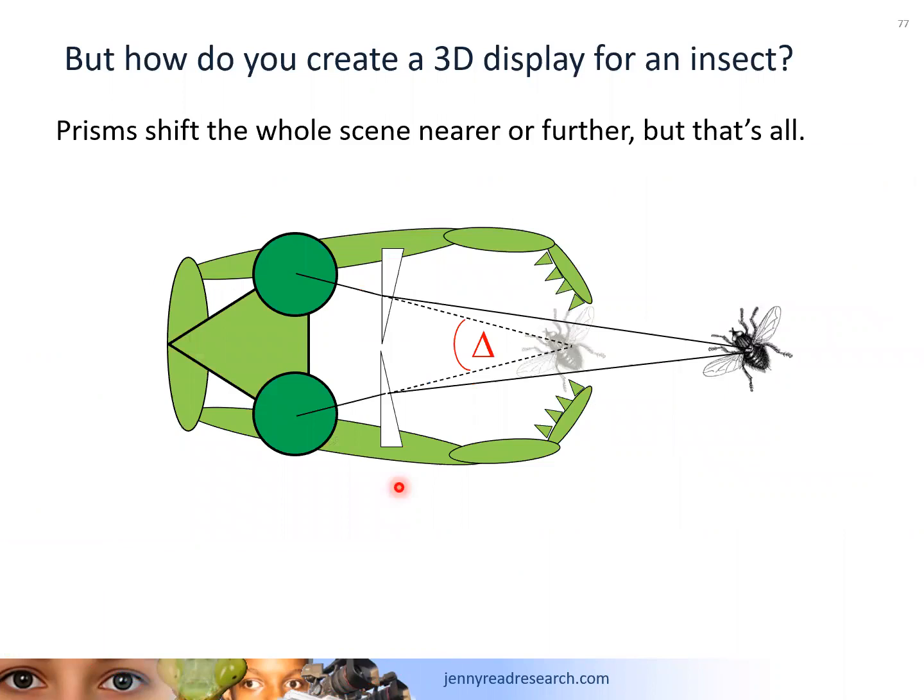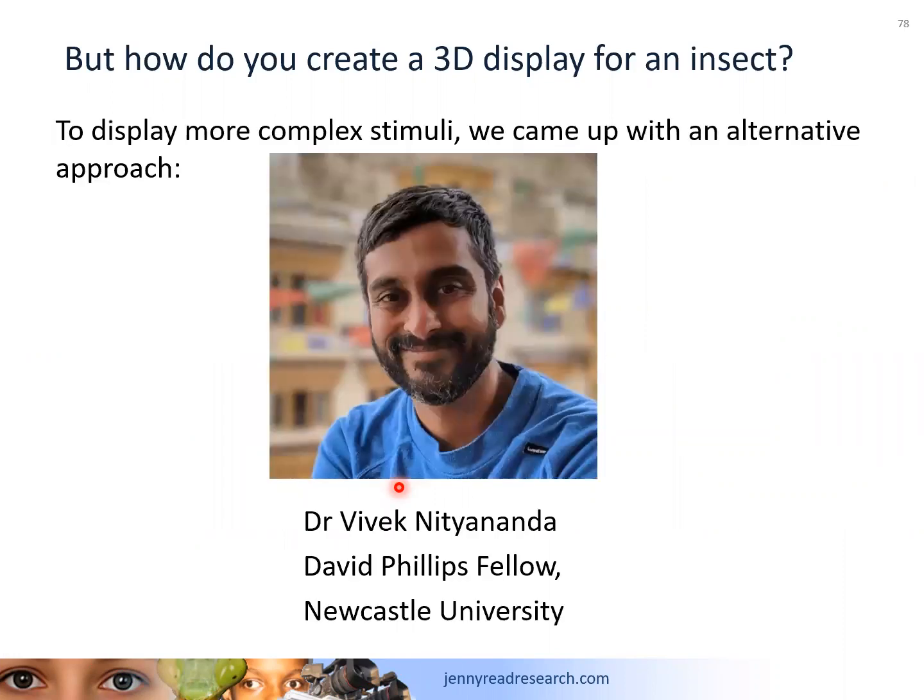However, the first problem we faced was a bit of a practical one, which was, how do you create a 3D display for an insect? So Russell had come up with these prisms, which are great, but essentially they're just pushing everything nearer or further. And we wanted to be able to display complicated images like these random dot patterns. So Vivek Nityananda, who was at that time a postdoc in my lab, is now a colleague of mine at Newcastle University. It took a long time. We figured out an alternative approach eventually that we could demonstrate worked.